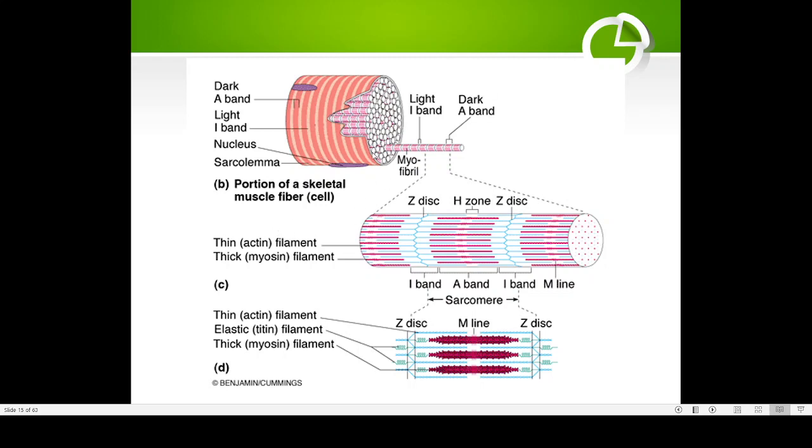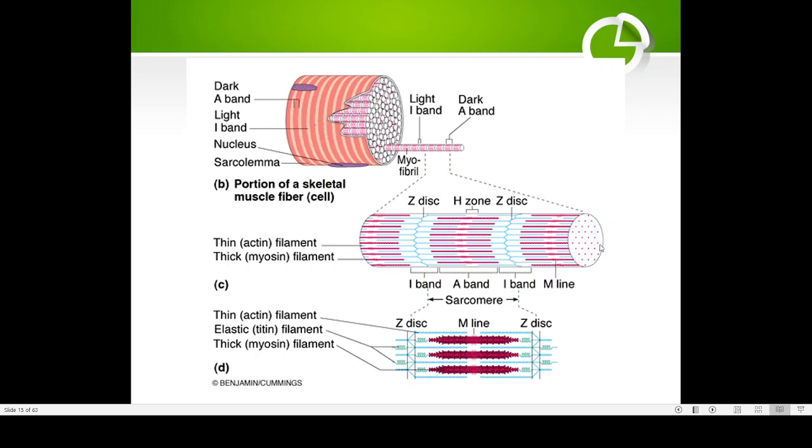What you are seeing here is how the dark region and the light region are arranged. This is the entire muscle cell. What is another name for the entire muscle cell? Also known as muscle fiber. Now if you take one muscle cell or muscle fiber, that will be formed of numerous smaller structures known as myofibrils. Now we are taking one myofibril and we are enlarging it.